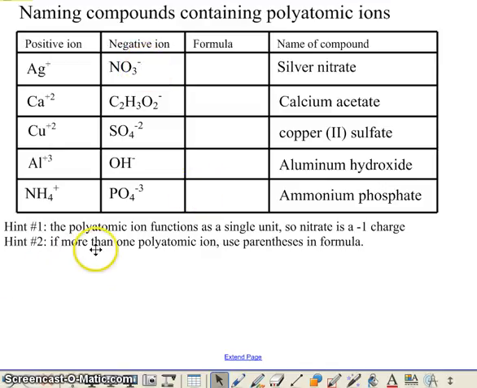Second hint, this is the tricky part. If you need to use more than 1 polyatomic ion, put parentheses around it, and then after the parentheses, use a subscript to indicate how many polyatomic ions you used. Okay? I'm not going to give you the answer to these, so in order to find that out, you'll bring this to class tomorrow. Have a good night.